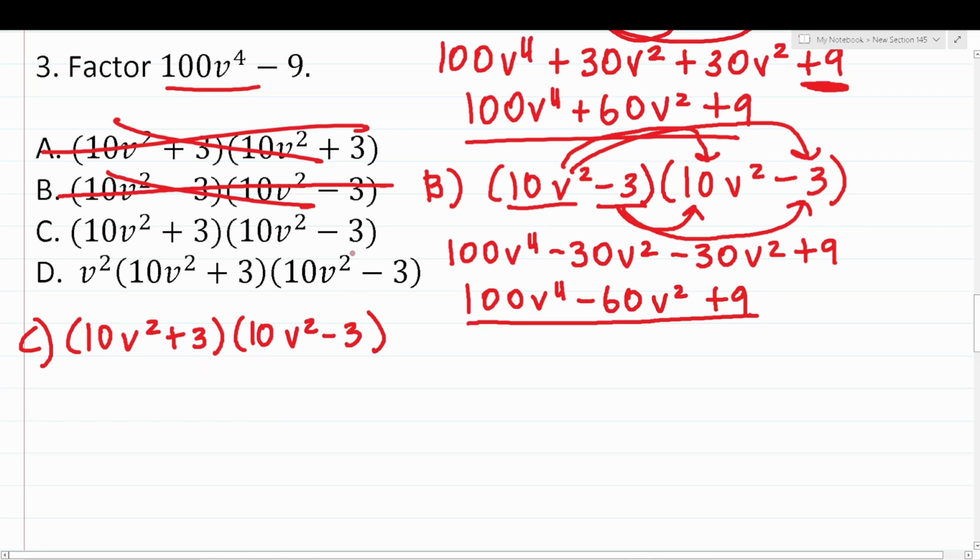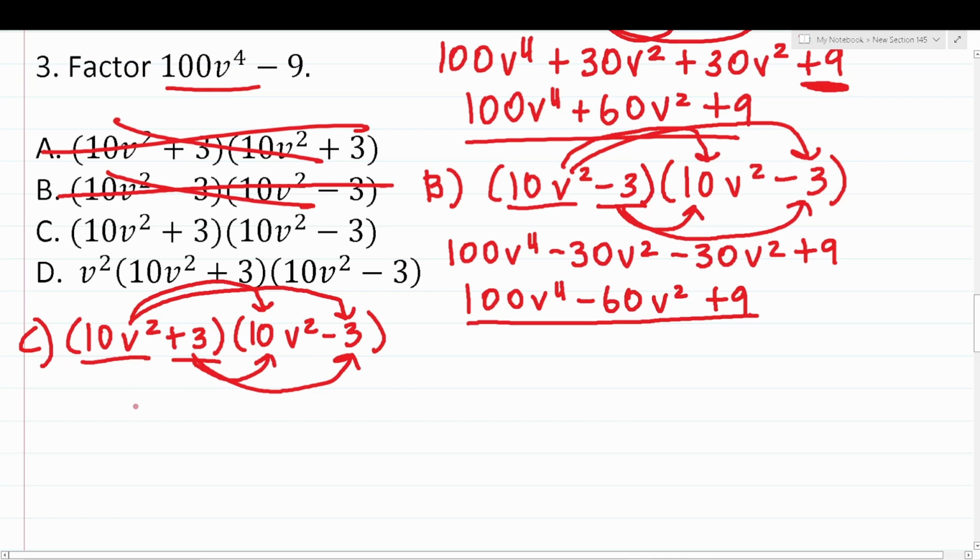Positive times a negative is a negative. So let's go ahead and work it out just to confirm that. If you recall, we're multiplying two polynomials, so we're going to use the distributive property to do that. Specifically, we're going to take this 10v squared and multiply it there and there. Then we're going to take this 3 and multiply it here and here.